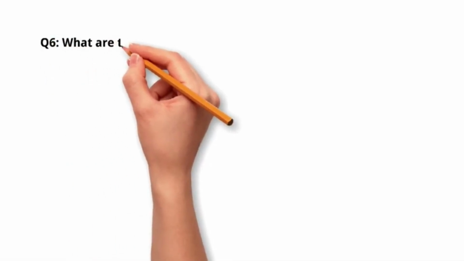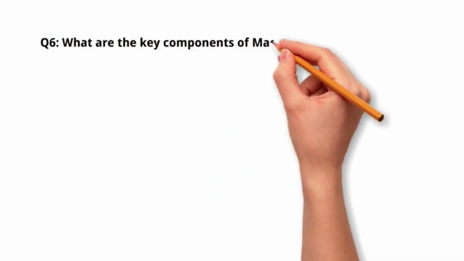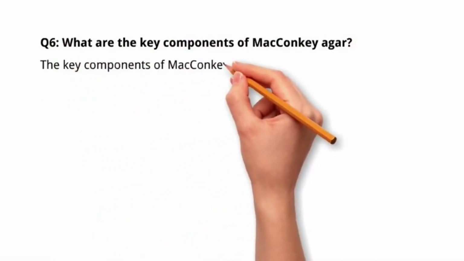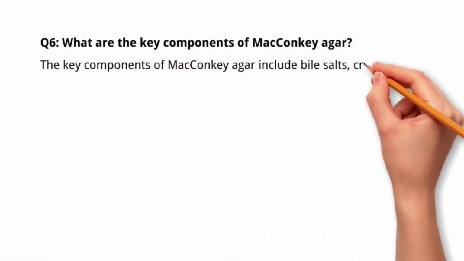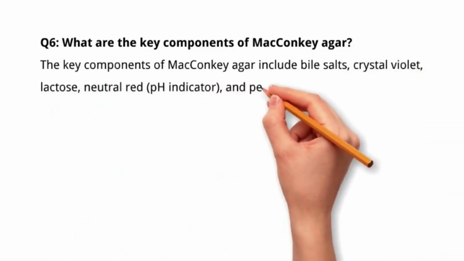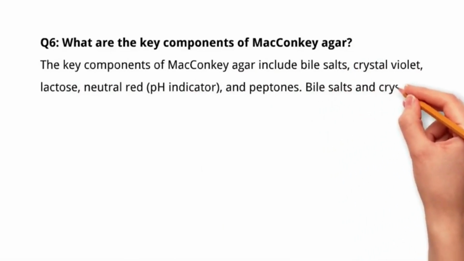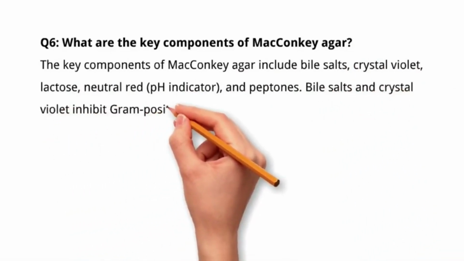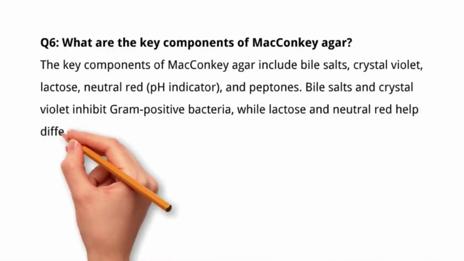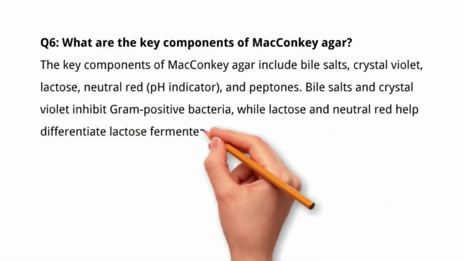Question 6. What are the key components of MacConkey agar? The key components of MacConkey agar include bile salts, crystal violet, lactose, neutral red pH indicator, and peptones. Bile salts and crystal violet inhibit gram-positive bacteria, while lactose and neutral red help differentiate lactose fermenters from non-fermenters.